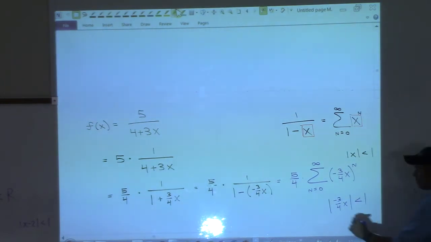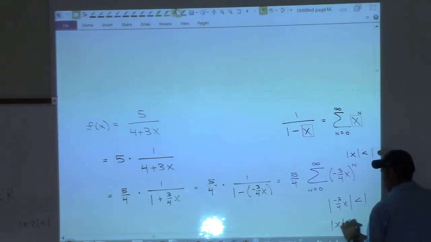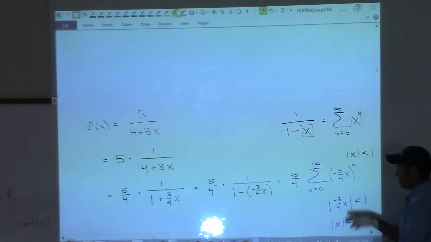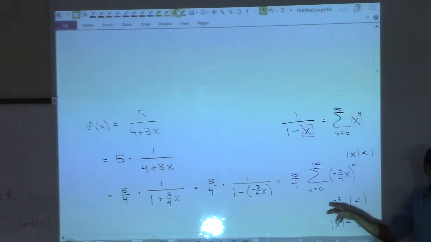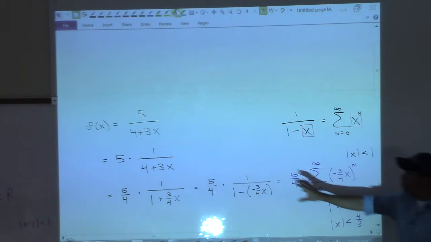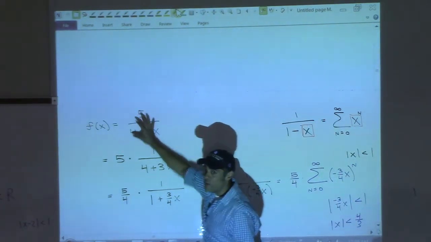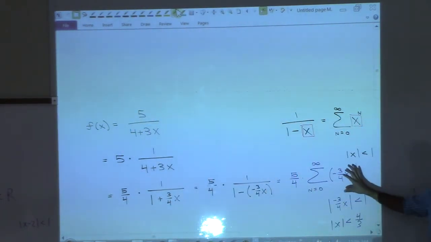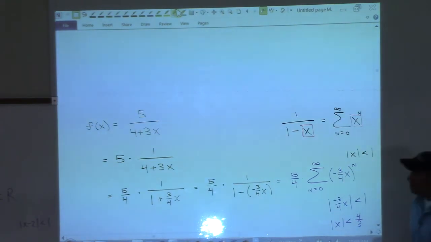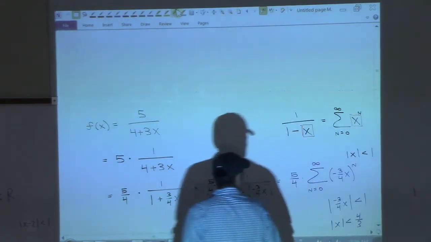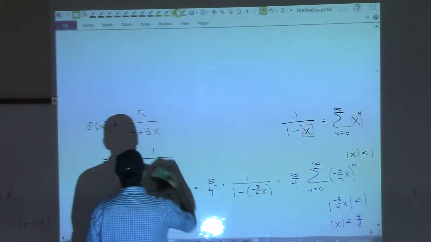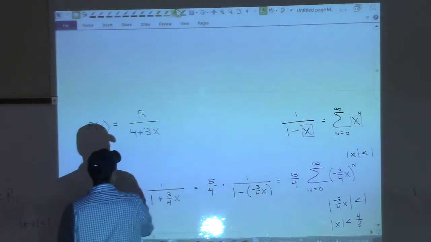Now I'll clean this up a little bit. This is absolute value of x is less than 4/3. So I'm pulling the 3/4 out as a positive 3/4 and then multiplying both sides by 4/3. So as long as the absolute value of x is less than 4/3, then this expression is equivalent to this expression. All right, they're equivalent. So let's go ahead, and last time I didn't do this, but this time I'm going to.